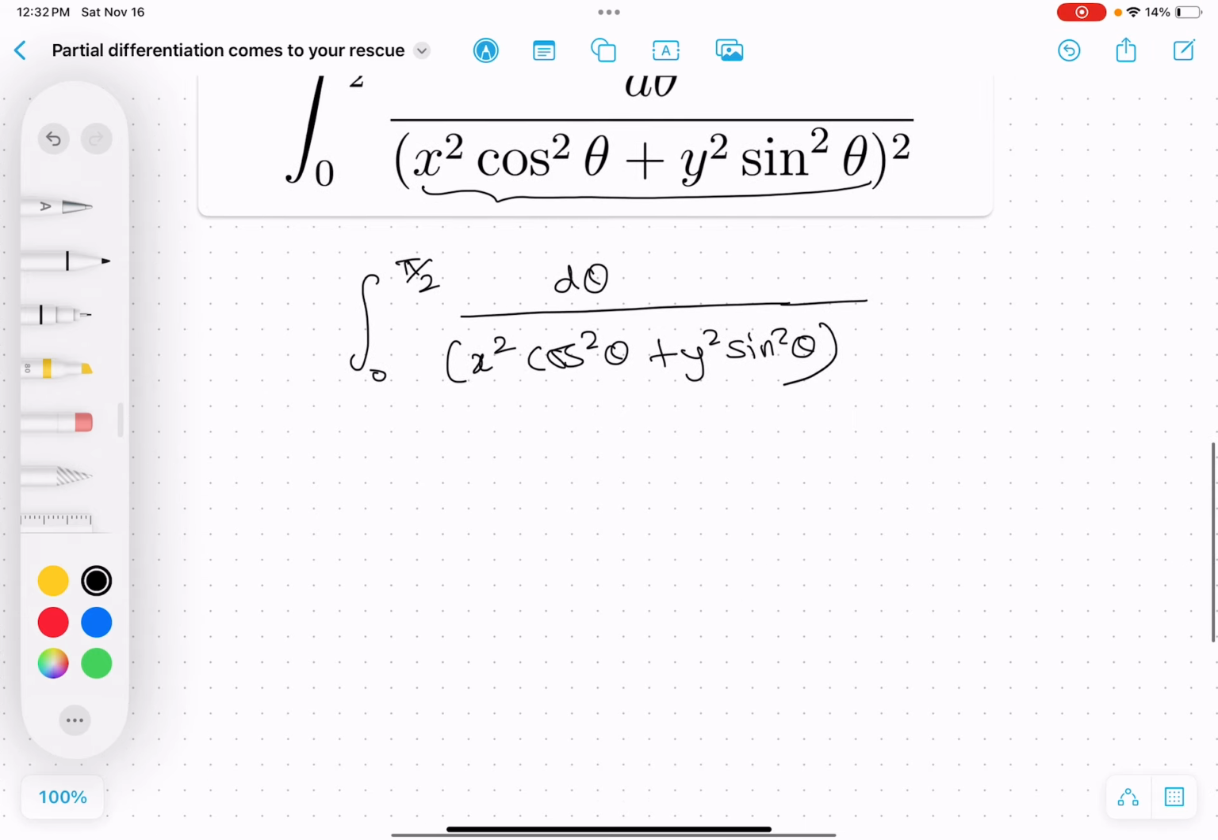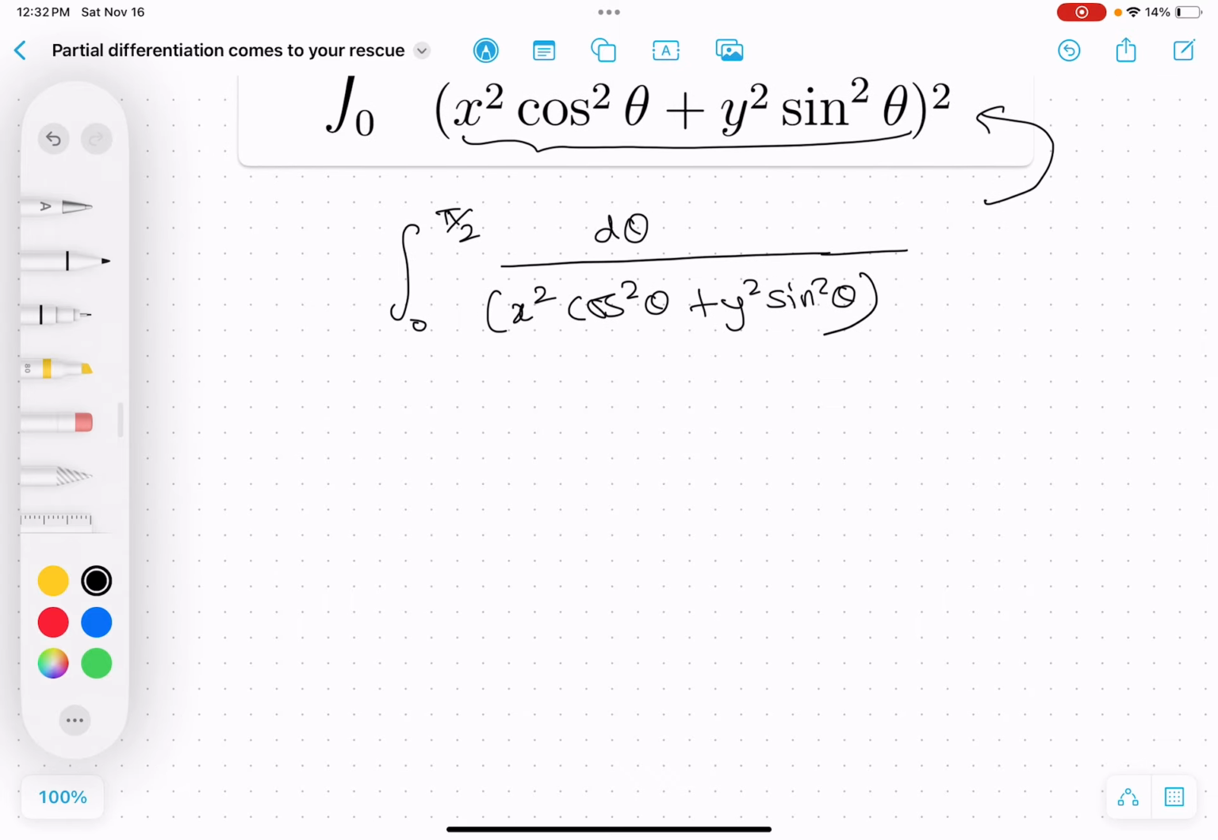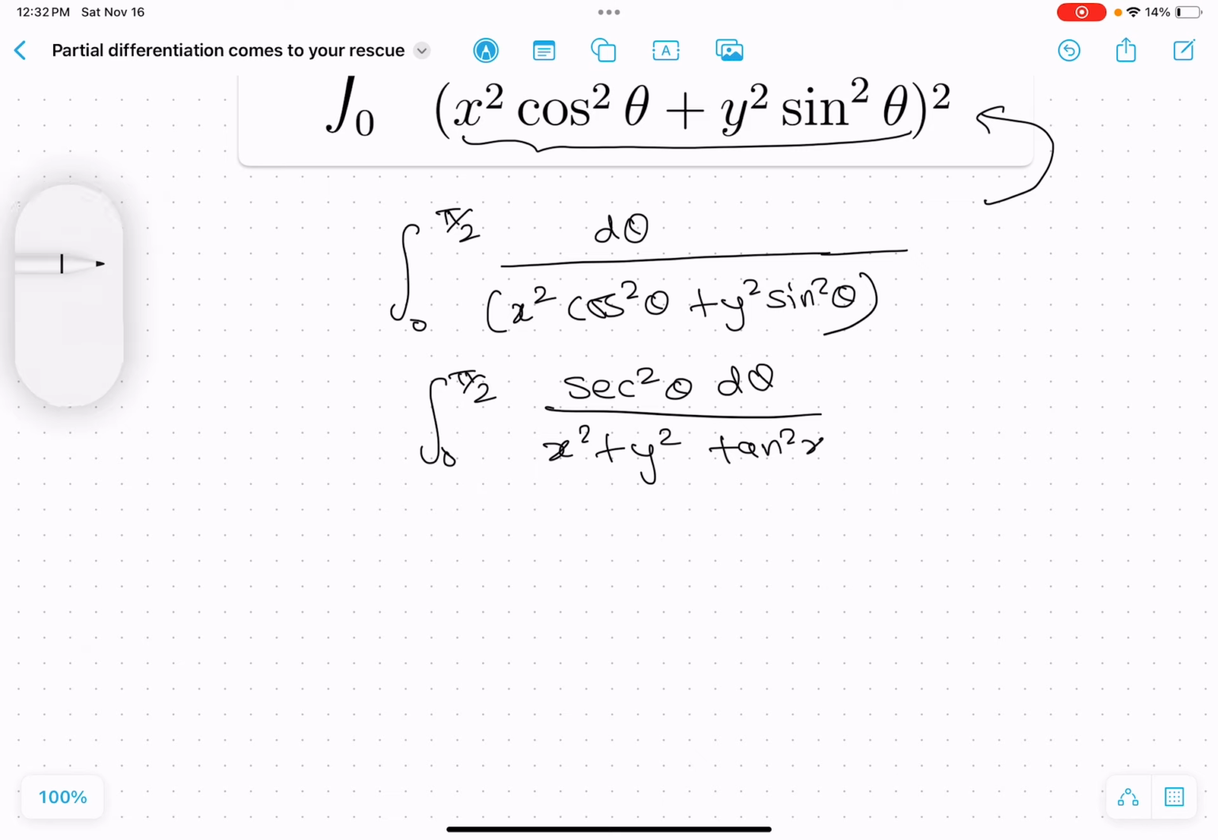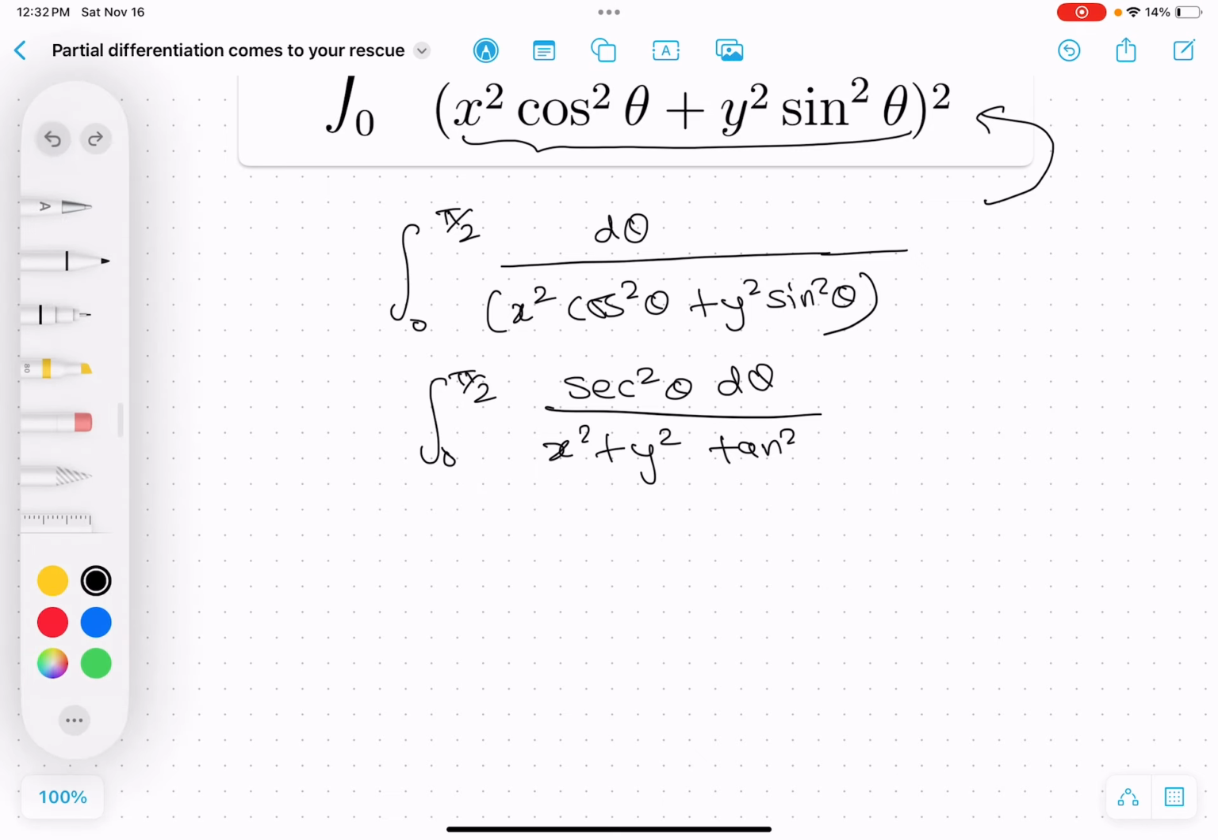First of all, let's try to solve this integral, and then we will see how we get to this result from here. To solve this one shouldn't be too hard, right? You can just divide both numerator and denominator by cos square theta. That gives you the integral from 0 to pi by 2 of sec square theta d theta divided by x square plus y square tan square theta.